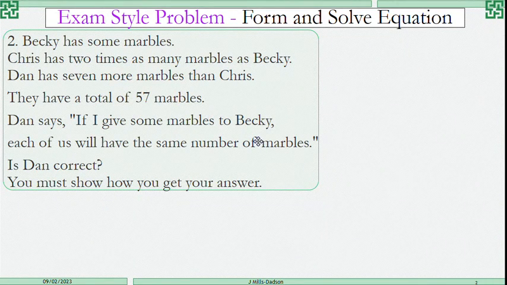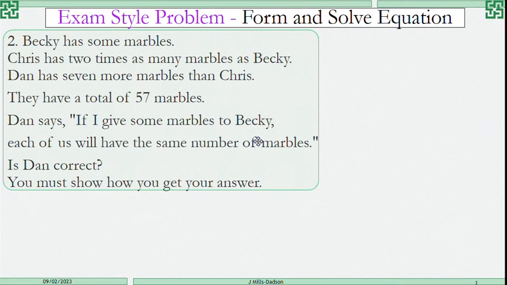This is another exam style question about forming of an equation. Becky has some marbles. Chris has 2 times as many marbles as Becky. Dan has 7 more marbles than Chris. They have a total of 57 marbles. Dan says, if I give some marbles to Becky, each of us will have the same number of marbles. Is that correct? You must show how you get your answer.